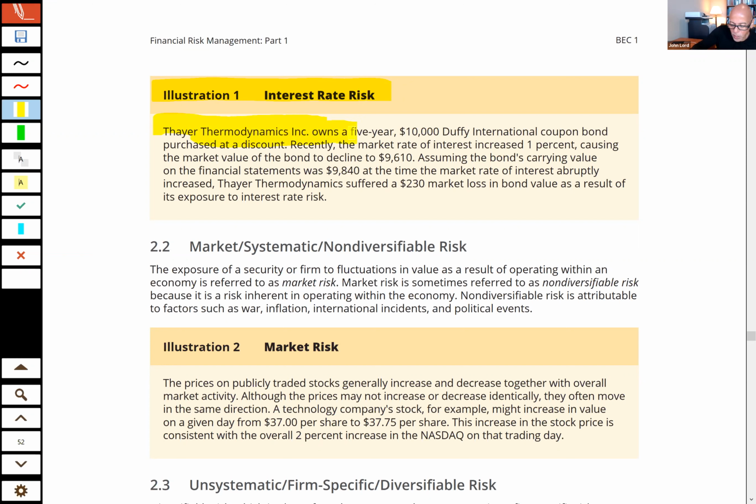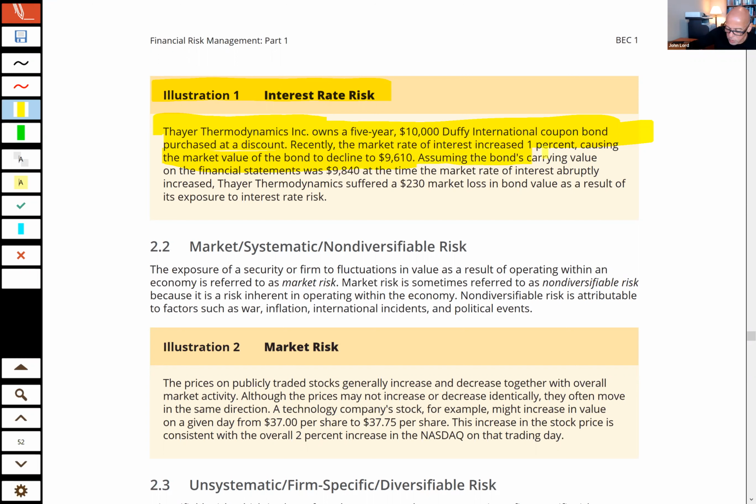Thermodynamics Inc. owns a 5-year 10,000 Duffy International coupon bond purchased at a discount. Recently, the market rate of interest increased 1%, causing the market value of the bond to decline to 9,610. And it makes sense that you have a bond paying, say, 5% interest rate, and then interest rates go up to 6%. That bond is going to decrease in value.